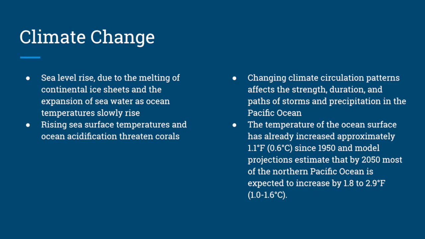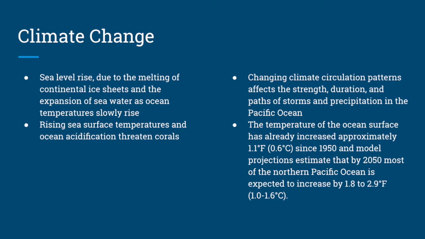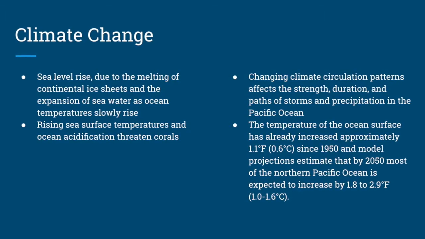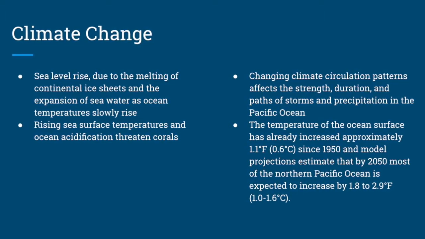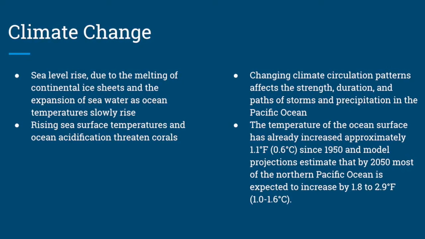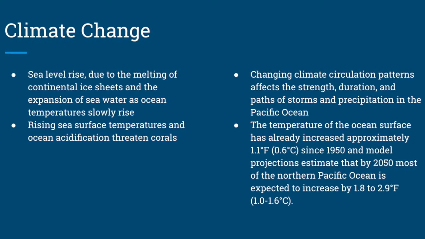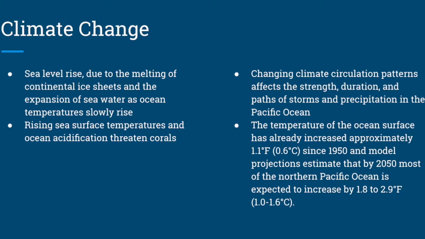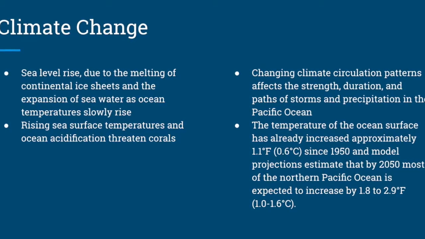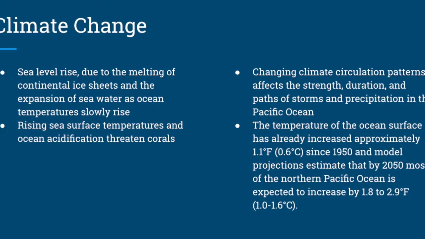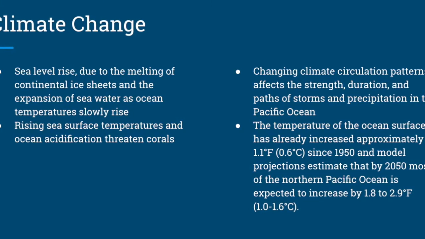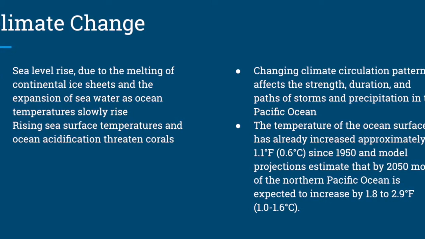Sea levels have risen due to the melting of continental ice sheets and the expansion of seawater as ocean temperature slowly rises. Changing climate circulation patterns affect the strength, duration, and paths of storms and precipitation in the Pacific Ocean. The temperature of the ocean surface has already increased approximately 1.1 degrees Fahrenheit since 1950.